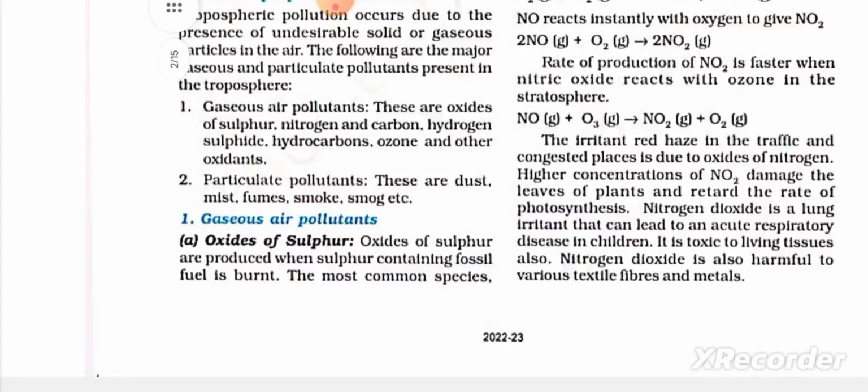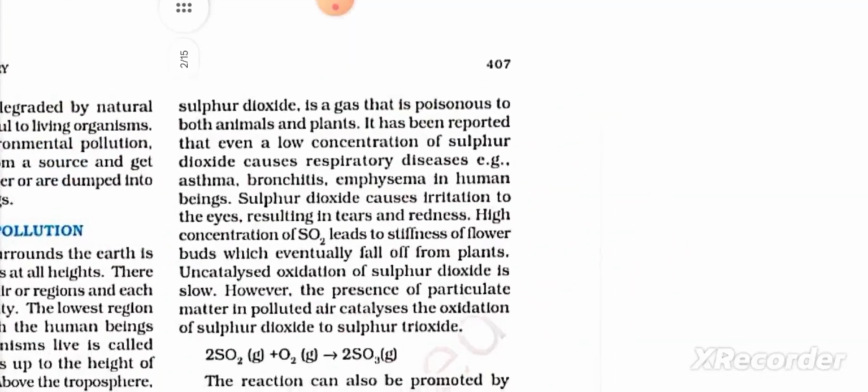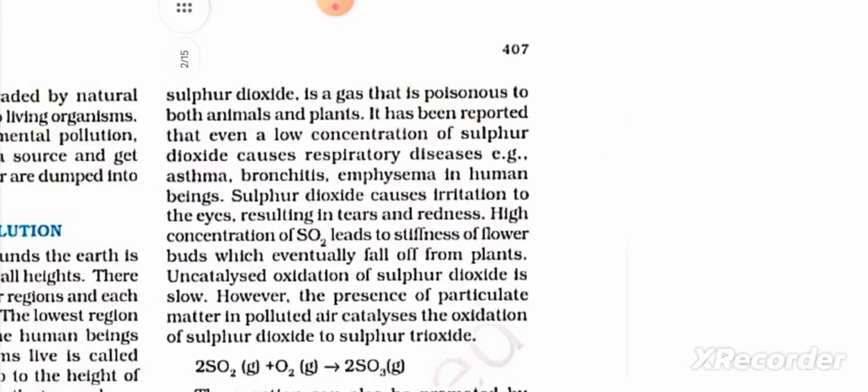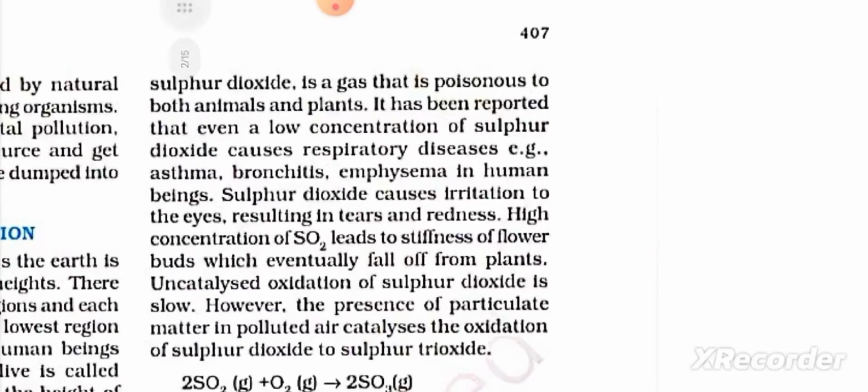First, gaseous air pollutants. A, oxides of sulfur. Oxides of sulfur are produced when sulfur-containing fossil fuels are burnt. The most common species, sulfur dioxide, is a gas that is poisonous to both animals and plants.